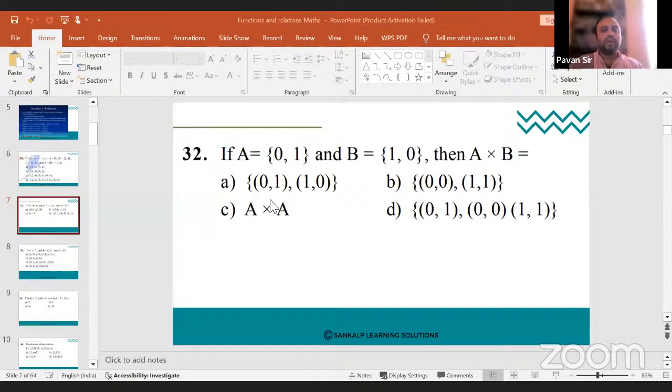If A is 1 0 0 1 and B is 1 0, then A cross B is what? Quick answer. Direct question it is. If A is 0 1, B is 1 0, what is A cross B?